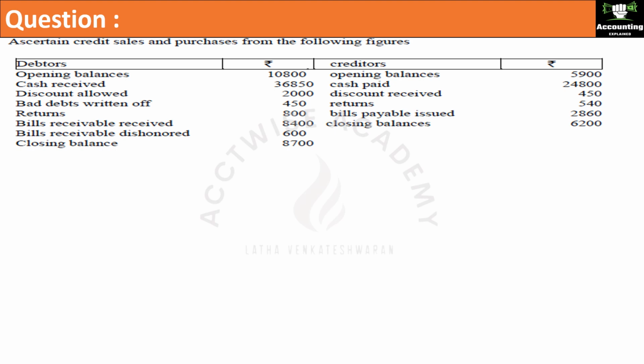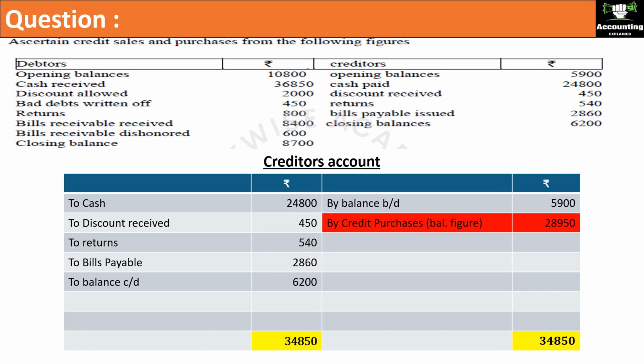Next we have to find out the credit purchases. For that we have to open the creditors account. Creditors account opening balance is 5,900, by balance brought down 5,900. Cash paid to creditors is 24,800, the entry is creditors account debit to cash 24,800. Discount received is 450, creditors account debit to discount received, on the debit side 450. Purchase returns is 540, so to returns 540. Bills payable issued is 2,860, creditors account debit to bills payable, so to bills payable 2,860.